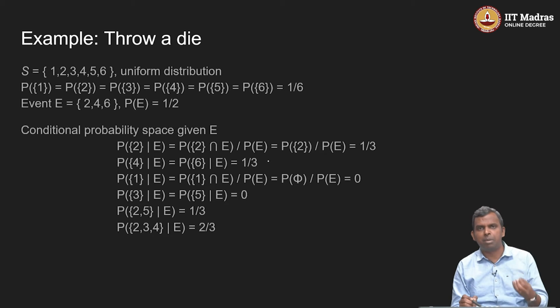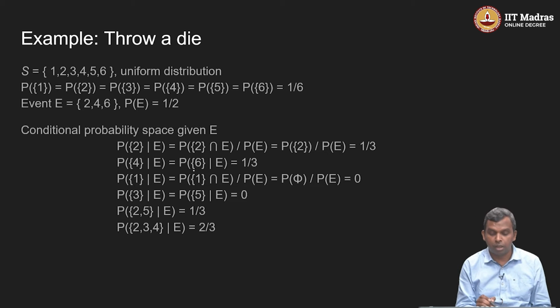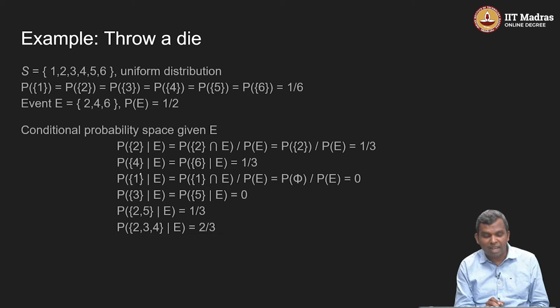So it's just examples to illustrate the formula. P of A given B is P of A intersect B divided by P of B. How do you use that formula? If you were to do P of 1, which is not a valid event in your sample space, what will happen is when you do the intersection with E, it will go to a null set. When you go to a null set, automatically the probability will go to 0.